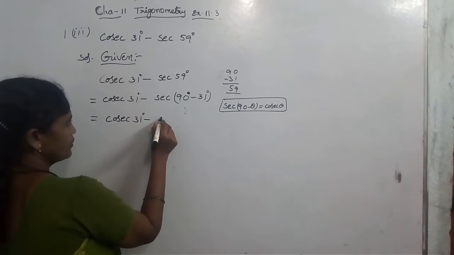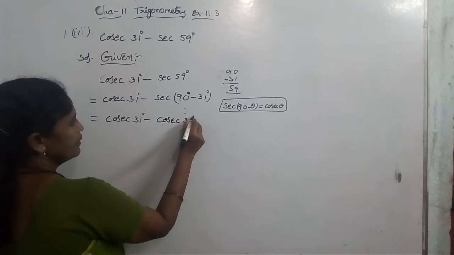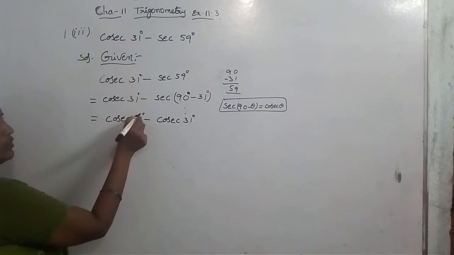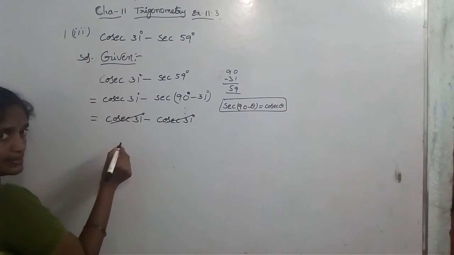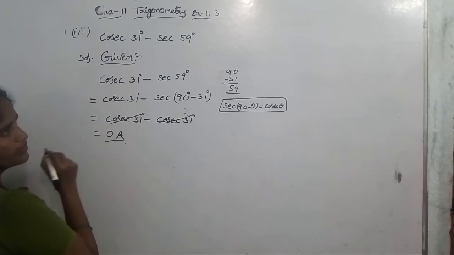31 degree means cosecant 31 degree. Both are the same, so we can cancel them. Then what is the answer? 0. This is the answer for this.